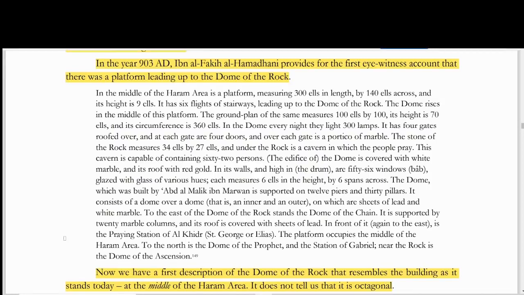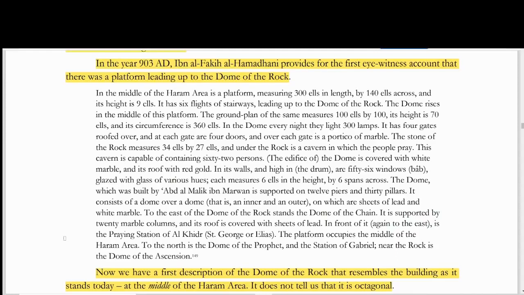The ground plan of the same measures 100 ells by 100. Its height is 70 ells. Its circumference is 360 ells. In the dome every night they light 300 lamps. It has 4 gates roofed over, and at each gate are 4 doors, and over each gate is a portico of marble. The stone of the rock measures 34 ells by 27 ells, and under the rock is a cavern in which the people pray. This cavern is capable of containing 62 persons.